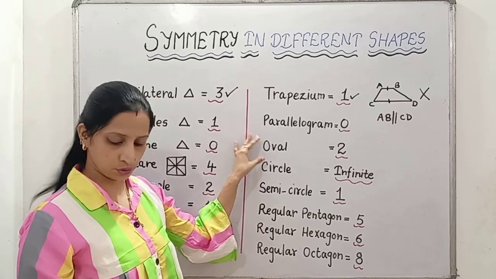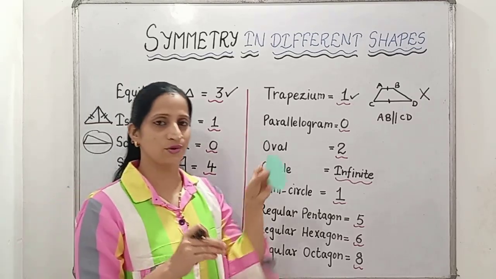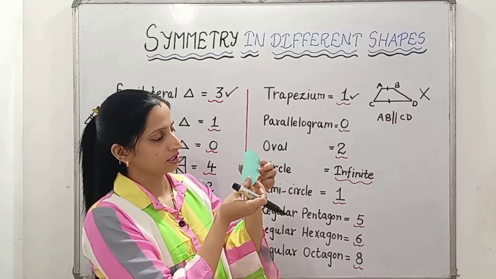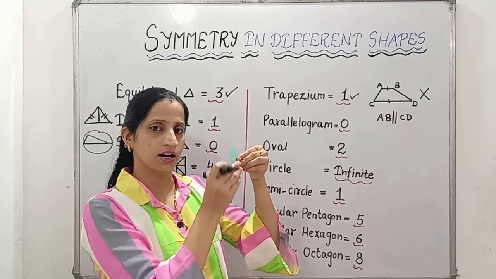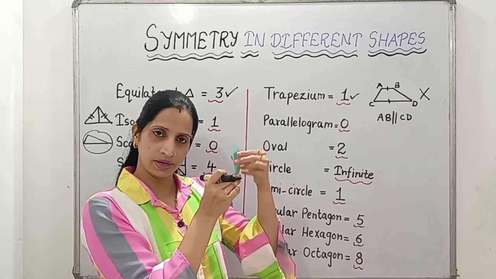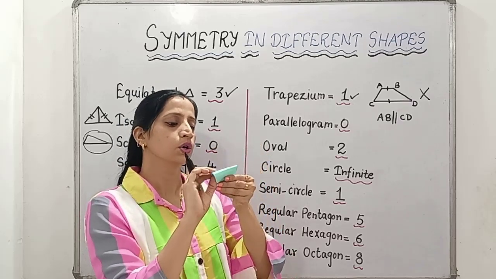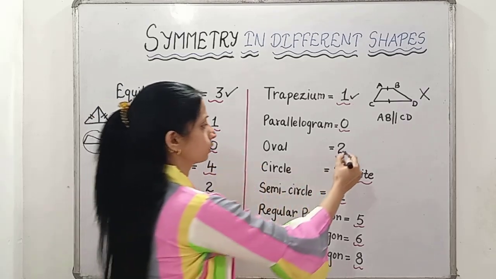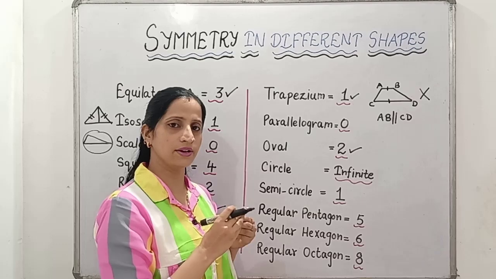Now, moving on to oval. So, yes, I have an oval also. An oval has 2 lines of symmetry. It can have a vertical line of symmetry and another one, a horizontal line of symmetry. Okay, so 2 lines of symmetry are possible in an oval.